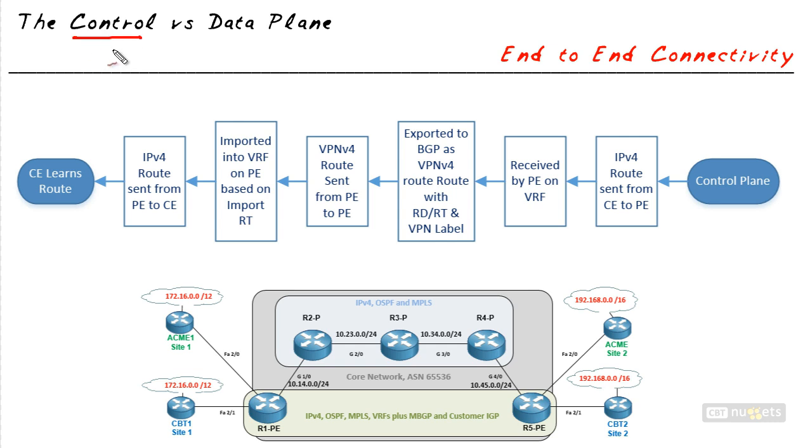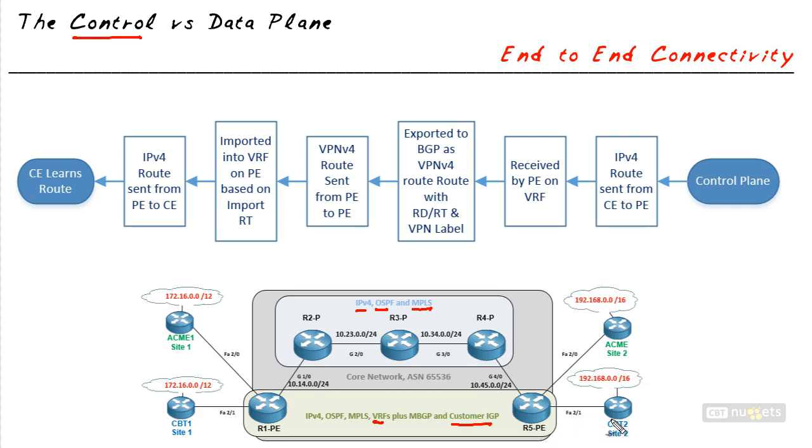So our control plane in an MPLS Layer 3 VPN application is quite complex. We have a lot of little moving parts. Inside our core network, we have IPv4, OSPF, and MPLS. We also have, between the provider edges, multi-protocol BGP from R1 to R5 in our case. Also, R1 and R5 are running VRFs, and they're running a customer IGP in the case of Acme 1, CBT 1, and Acme 2. We're also running external BGP between R5 and CBT2.